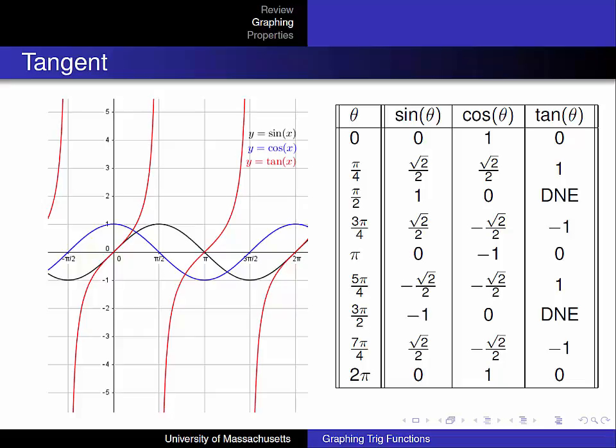Now for tangent, it's a little more complicated. Just a quick reminder, we know that tangent is sine divided by cosine. So anytime that cosine is 0, our tangent function does not exist. So in particular, we know that cosine is 0 when we're talking about theta equals pi over 2 and theta equals 3 pi over 2. So our tangent function doesn't actually exist at these values. You can see as it gets close to these values, our function approaches infinity or negative infinity, but we never actually input pi over 2 or 3 pi over 2 into our function.